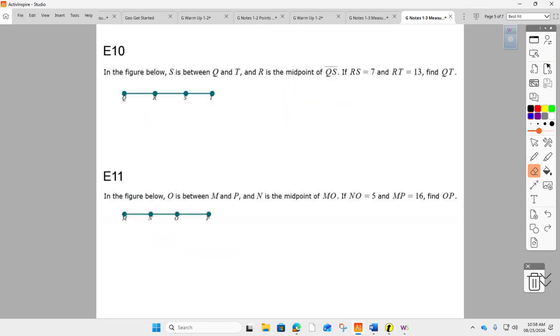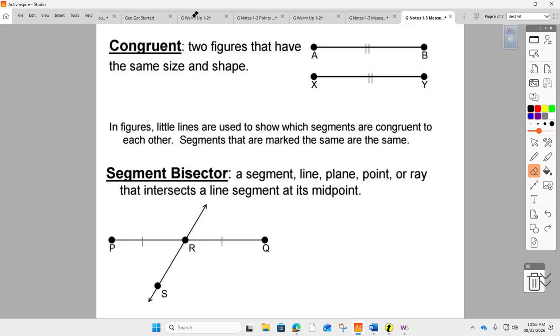All right, we're going to talk about these two first. They're a little bit out of order. So let's talk about what it means to be congruent and what is a segment bisector. Congruent figures. Congruent is another word for equal, but we don't use equal unless we're talking about numerical length, right? If we want to say that segment AB and segment XY have the same length, we're going to say they're congruent. We don't have any numerical values there, right?